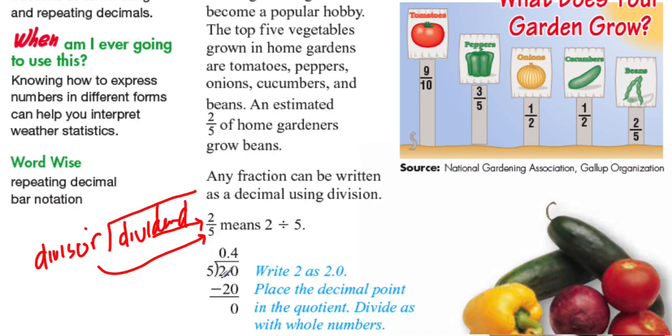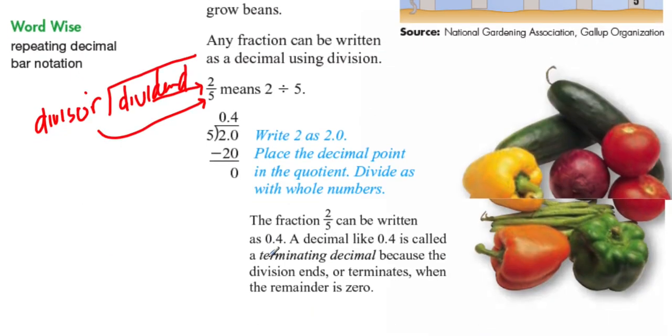So it's 2 divided by 5. Write 2 as 2.0, and then we divide normally. We bring up the decimal point, and we ask ourselves how many 5s go into 20. That's 4, and then we end up with a remainder of 0. The fraction 2/5 can be written as 0.4.